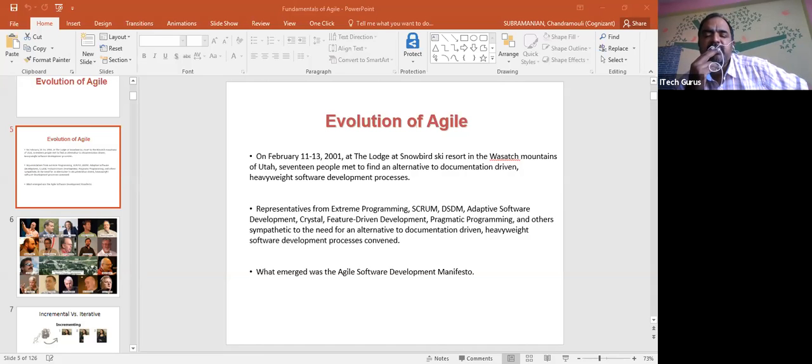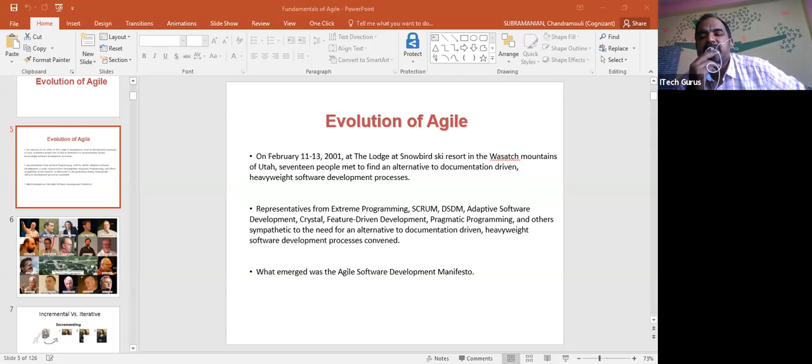There are n number of agile methodologies in the world, but out of that, the Scrum methodology is very famous nowadays. That is why people confuse Scrum as agile and agile as Scrum. But Scrum is one of the agile methodologies. You need to keep that in mind.